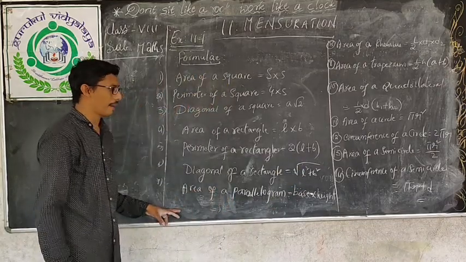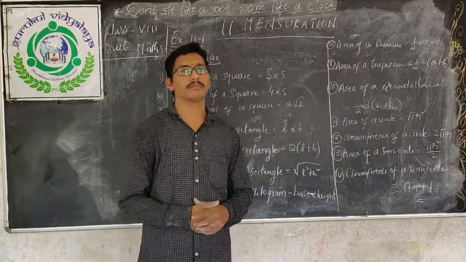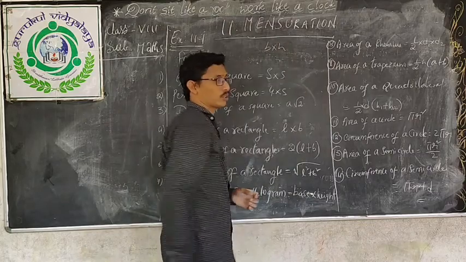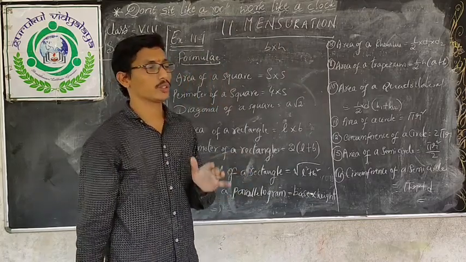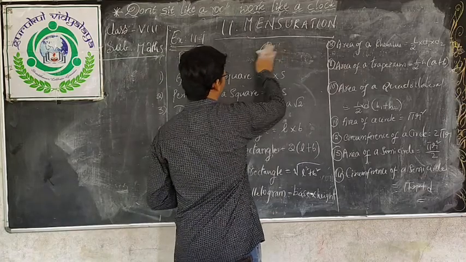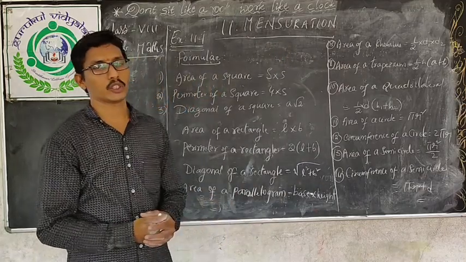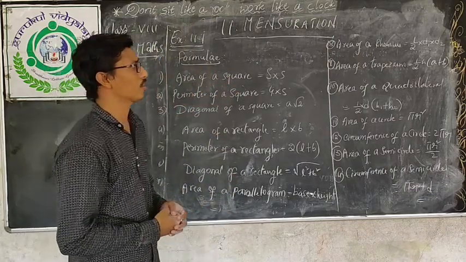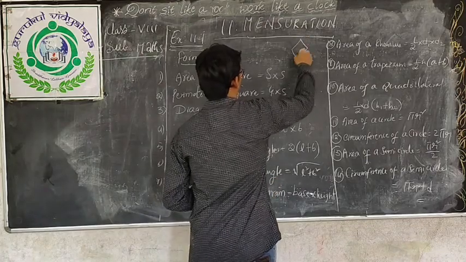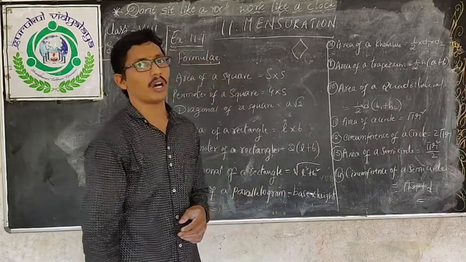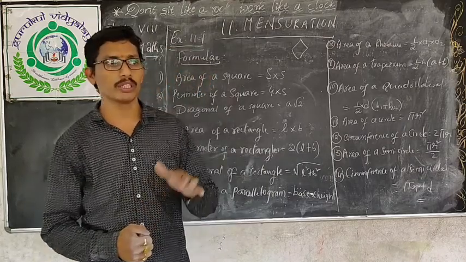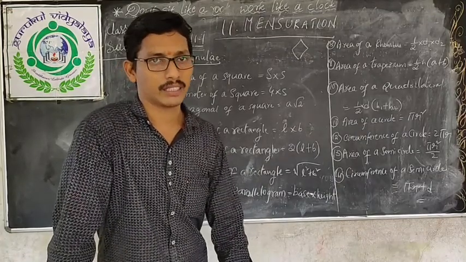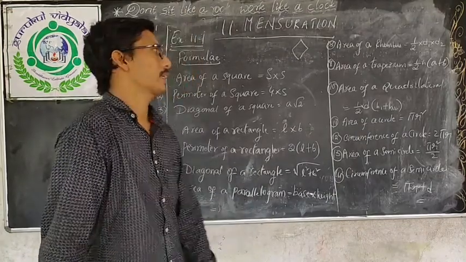Area of a parallelogram is equal to base into height. Simply you can write it as B into H. Here B means base, don't think of B as breadth. So area of a parallelogram is equal to base into height. And the eighth one is area of a rhombus. Already you know the rhombus figure. Area of a rhombus is equal to half into d1 into d2. What are d1 and d2? Those are the diagonals.